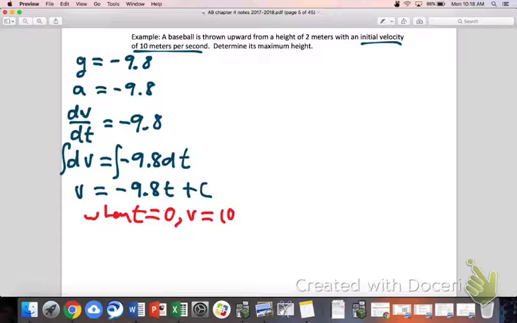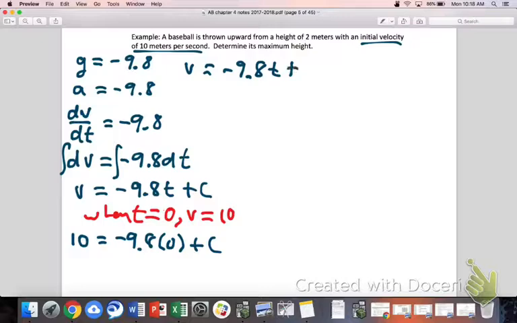So I'll use that. So say 10 equals negative 9.8 times 0 plus c. But if you're in physics and you know kinematics, you might see this starting to take shape. Are you seeing the kinematic for velocity starting to come into play here? So obviously negative 9.8 times 0 is just 0, so c equals 10, right? So you could say, all right, well, velocity equals negative 9.8 t plus 10.